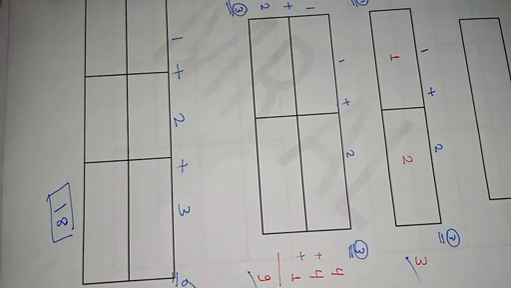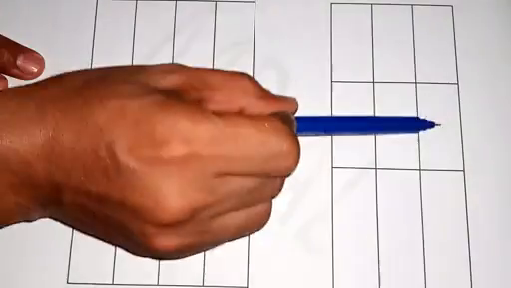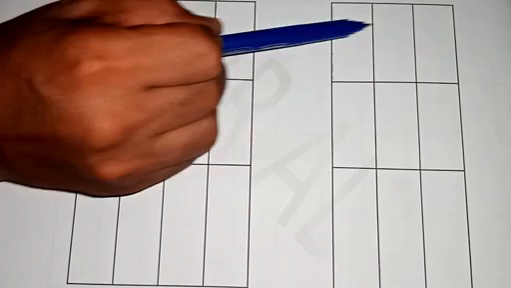Okay, a task for you. How many rectangles can we get in these two figures? First, we have 1, 2, 3, and 1, 2, 3. You can count vertically and horizontally, add them and multiply, and you can find the number by adding them and multiplying them.